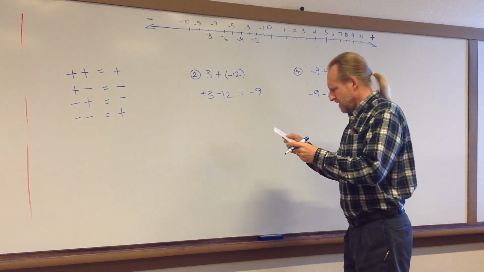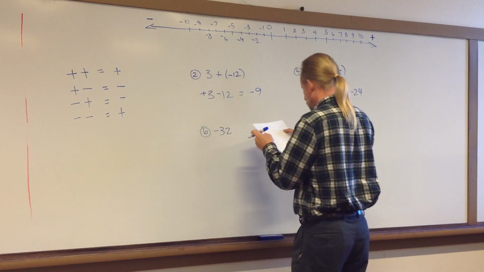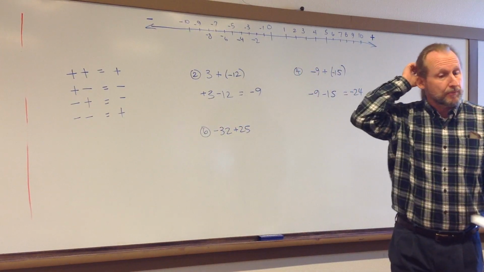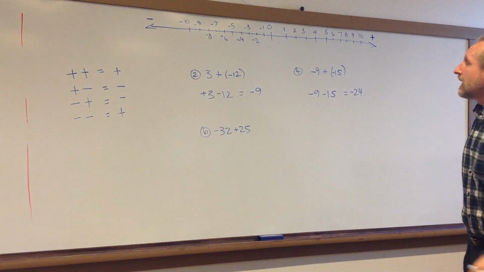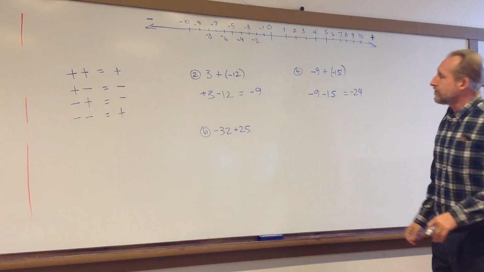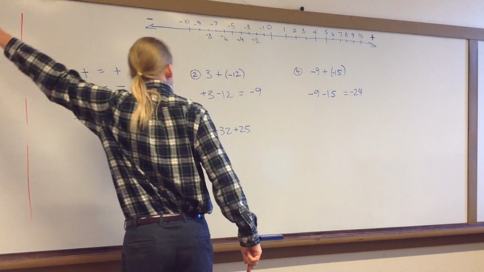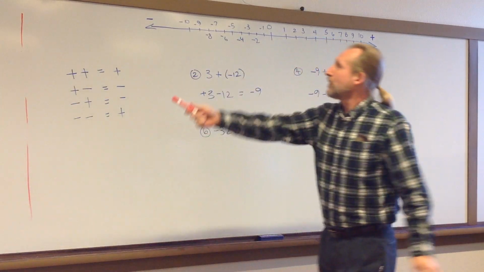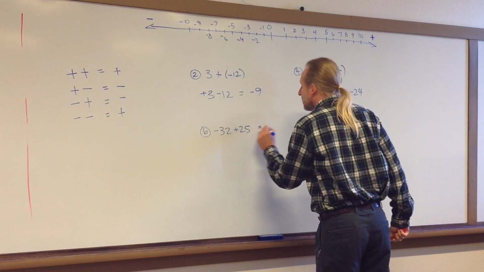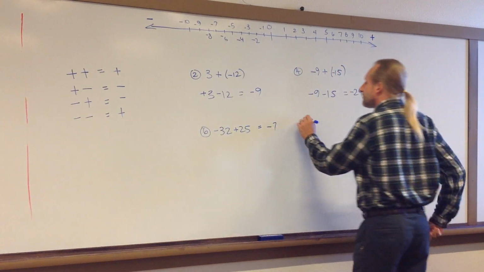All right, number 6, negative 32 plus 25. Now this one's pretty straightforward, okay, because there's no double signs here. We don't have to do anything to fix those signs. We're starting out at negative 32, which is going to be out here somewhere, and then we're going to come back this way 25 places, and that's going to leave us at negative 7. Okay?